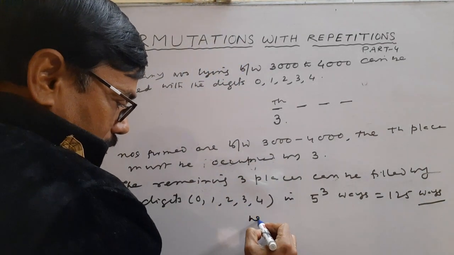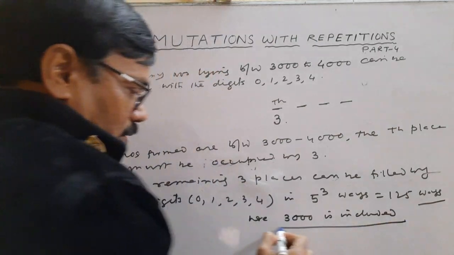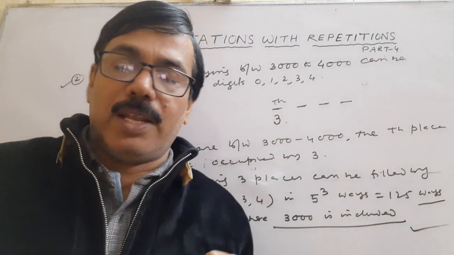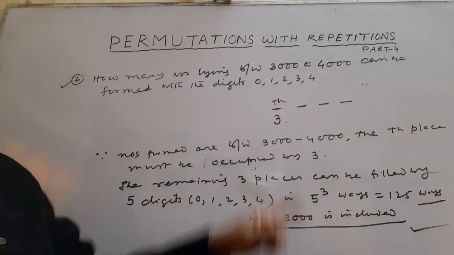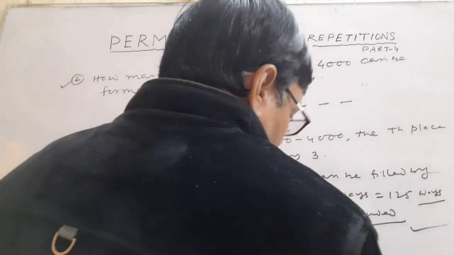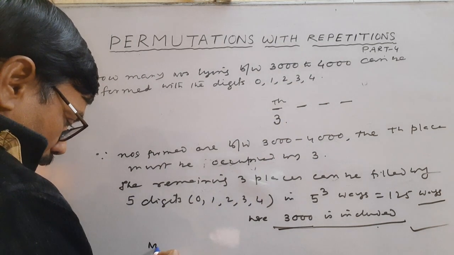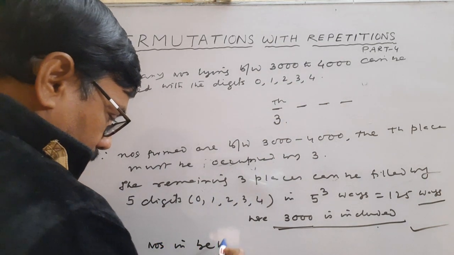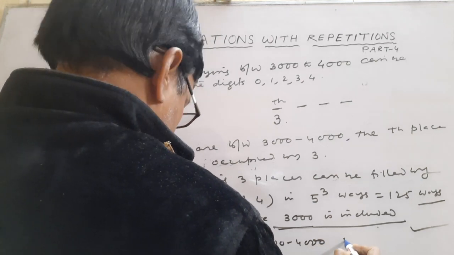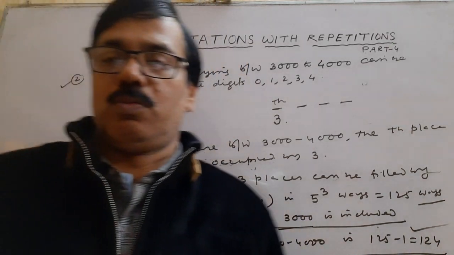Remember it, here 3000 is included. Out of 5 cubed, 3000 is included. If you delete 3000, the number will be 5 cubed minus 1. So the numbers in between 3000 and 4000 is 5 cubed minus 1.